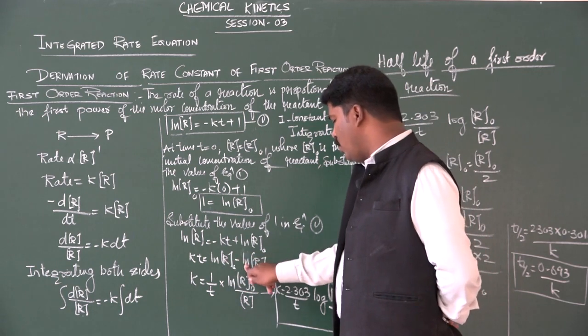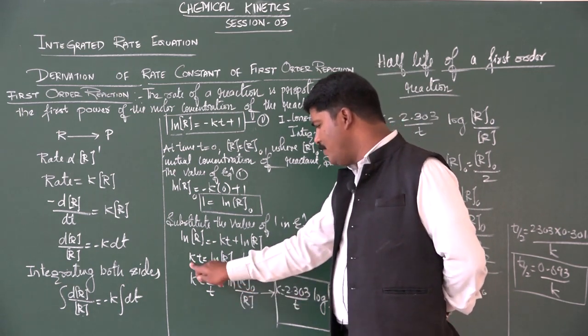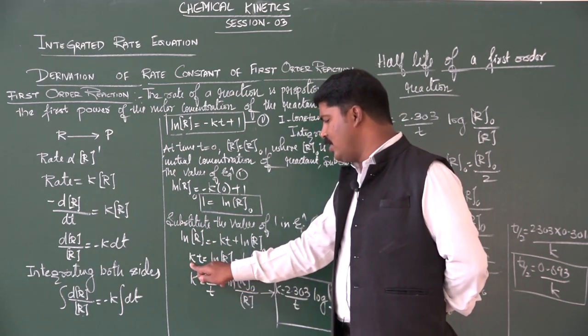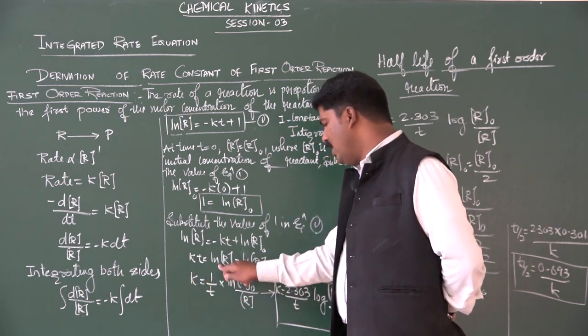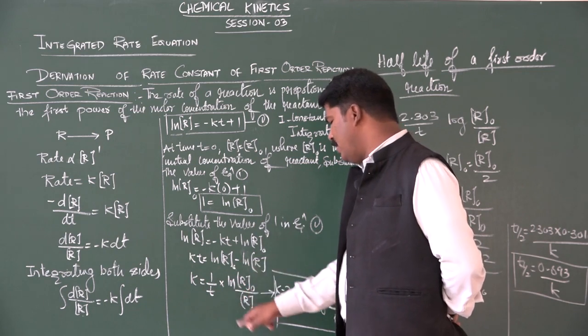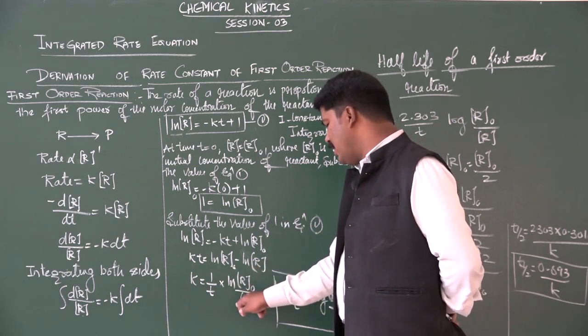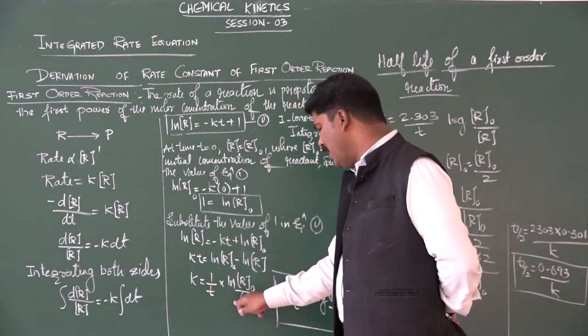Log a minus log b is log a by b. So k, because I need to derive the rate constant of first order, k is the rate constant of first order, k is equal to 1 by t, log a minus log b is log a by b, ln r naught by r.